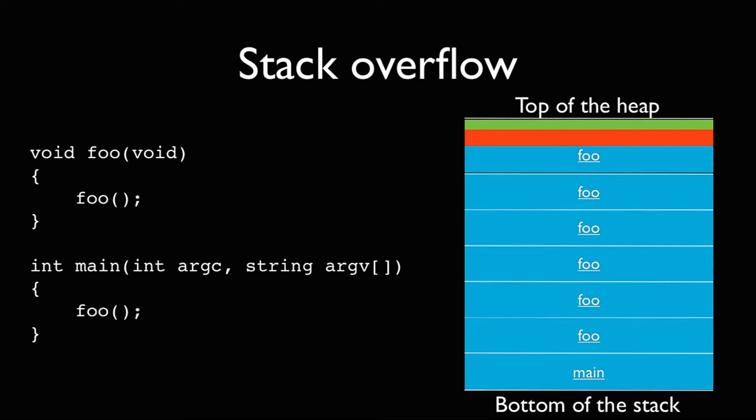So core dump, you'll see like segmentation fault core dumped. You get a core dump when you seg fault, and it's a dump of all of the contents of your current memory so that you can try and identify why you seg faulted.